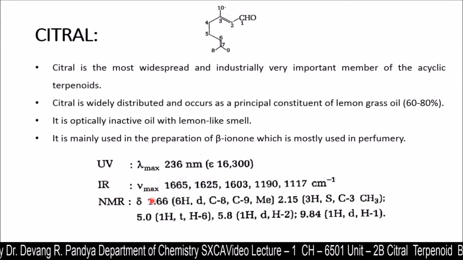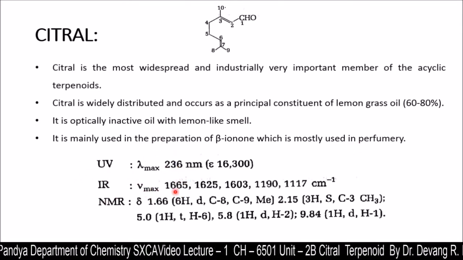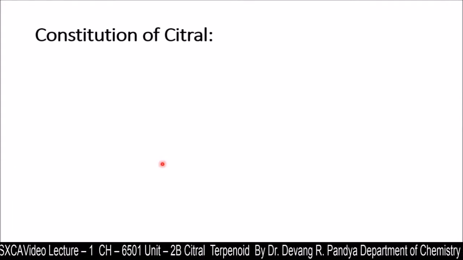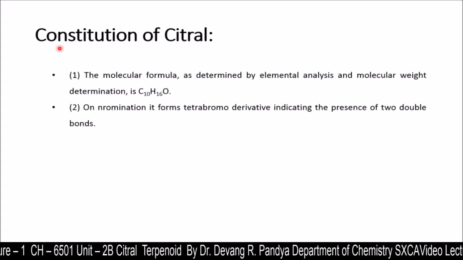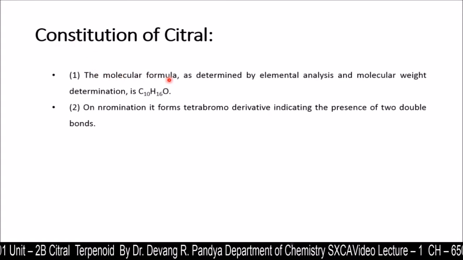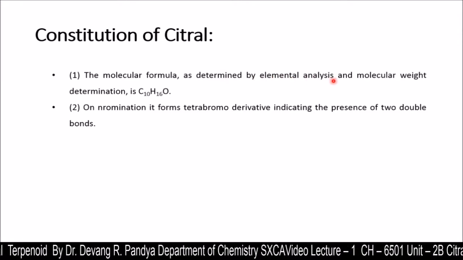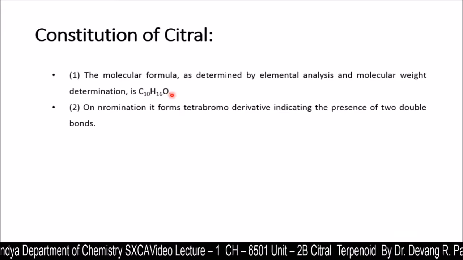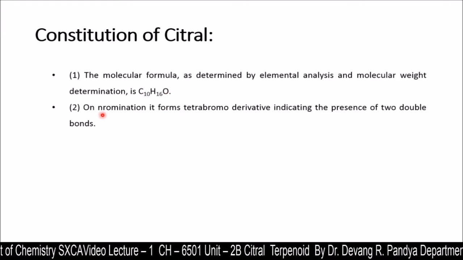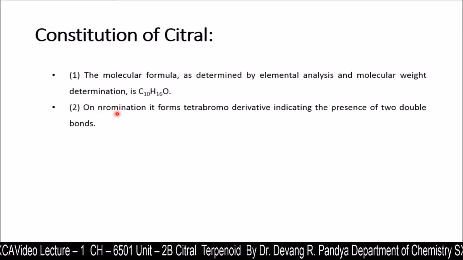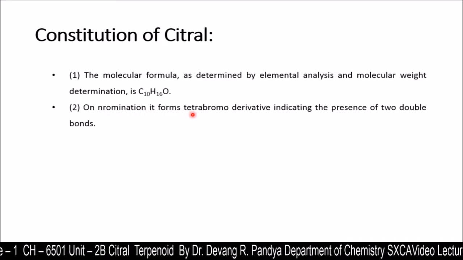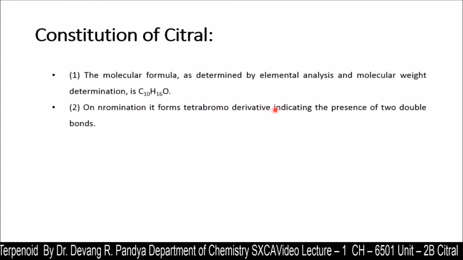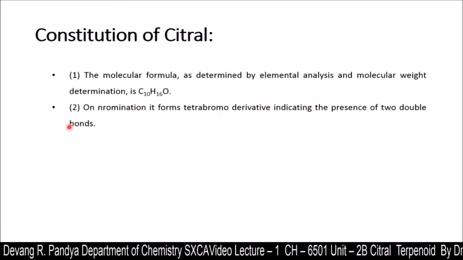The UV, IR and NMR data for citral is given here. Constitution of citral. The molecular formula, as determined by elemental analysis and molecular weight determination, is C10H16O. On bromination it forms a tetrabromo derivative, indicating the presence of two double bonds.